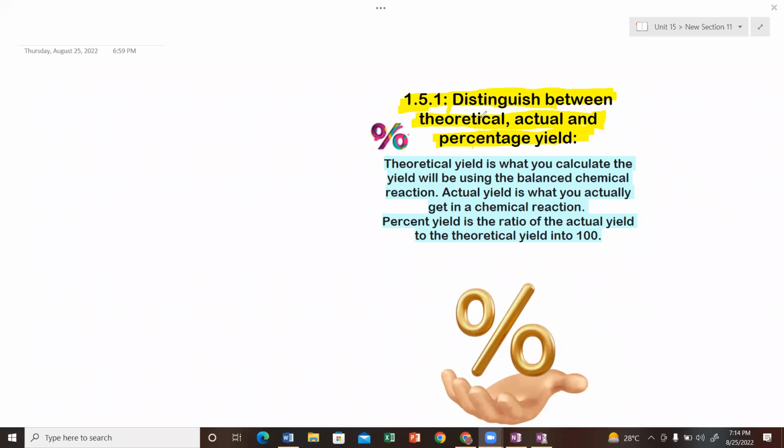Assalamualaikum dear students. In today's class, we are going to study SLO 15.5.1 that is related to distinguishing between theoretical yield, actual yield and percentage yield.